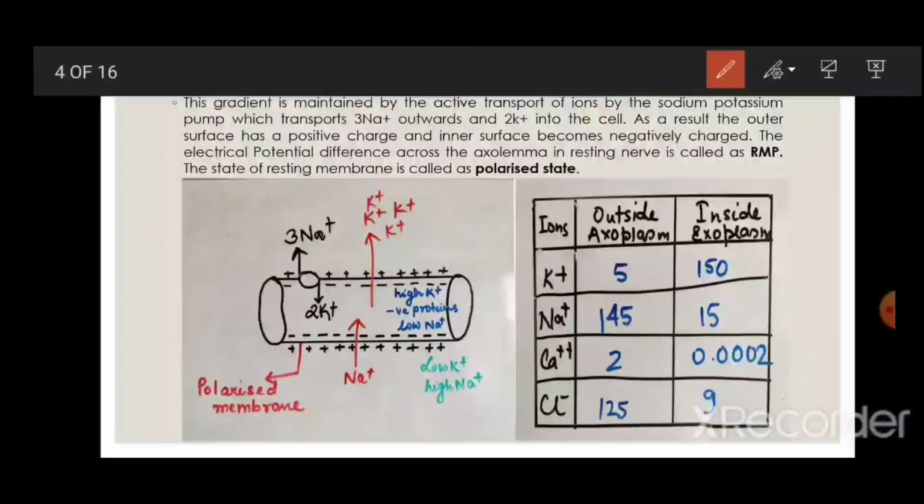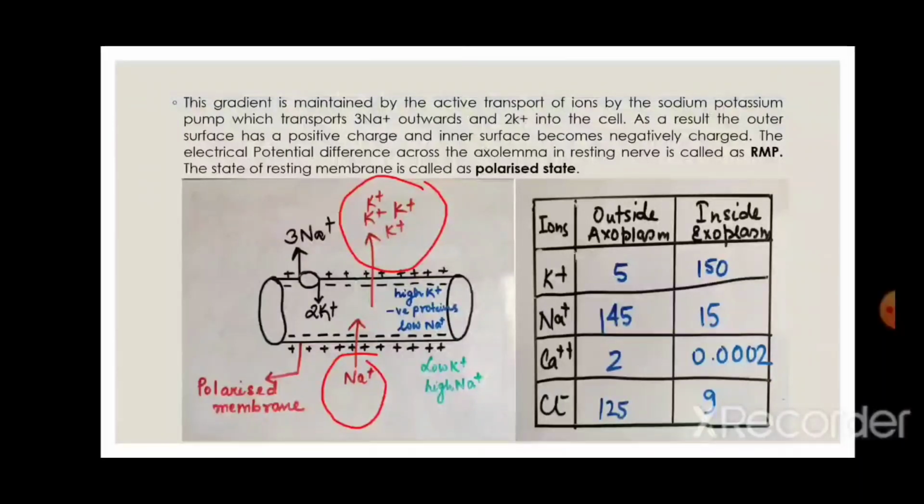This is clear, but even in the resting stage there is a continuous movement of ions, and this movement is allowed by the leak channels. So let's see what leak channels are first.